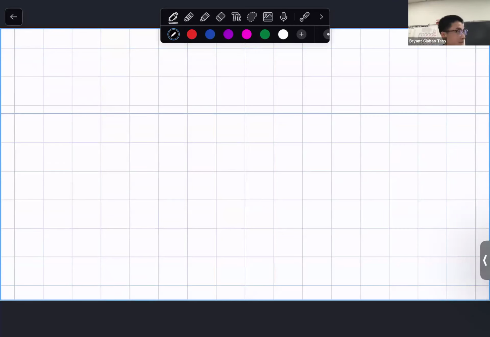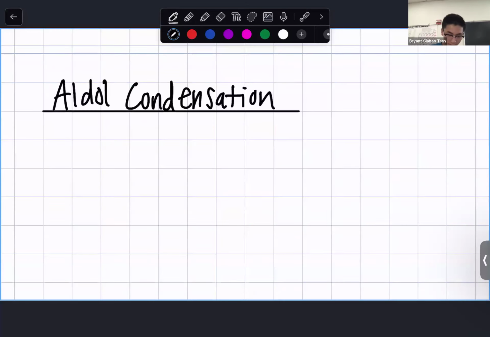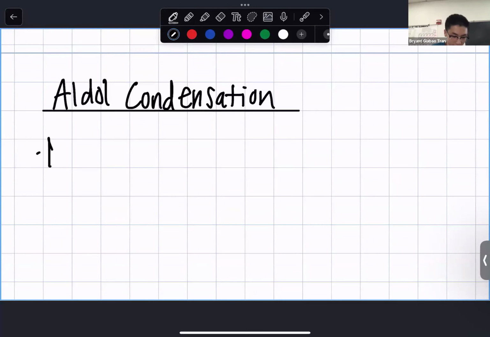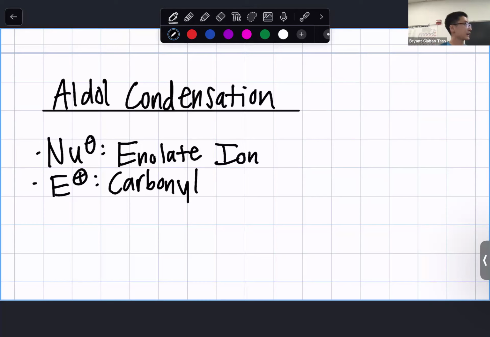Okay, let's now move on to the first major reaction of chapter 18, aldol condensation. Some basic information about this reaction: your nucleophile is going to be an enolate ion. Your electrophile is going to be a carbonyl, but not just any carbonyl. It can't be a carboxylic acid, ester, or amide. It has to be either an aldehyde or a ketone.